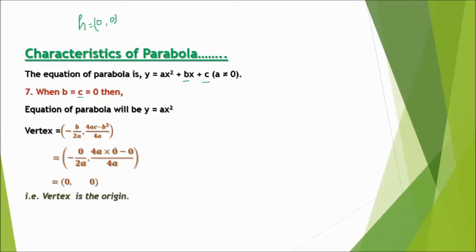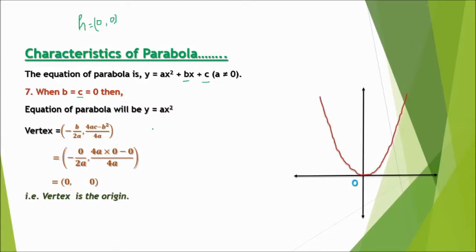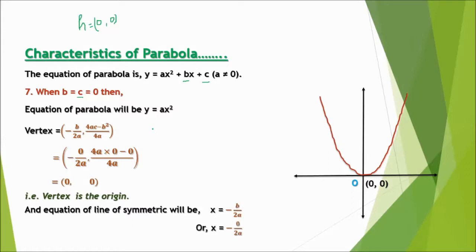Now the equation of the line of symmetry, as we have discussed in the sixth characteristic, will be the same. The y-axis will be it, as you can see, the curve will look like this. 0 0 is the vertex, and the equation of the line of symmetry will be x is equal to minus b by a. Now the value of b will be 0. If you understood, then you can write it directly also. It is x is equal to 0, that means the y-axis. x is equal to 0 is the equation of the line of symmetry.